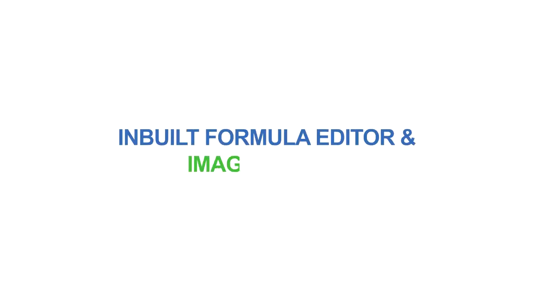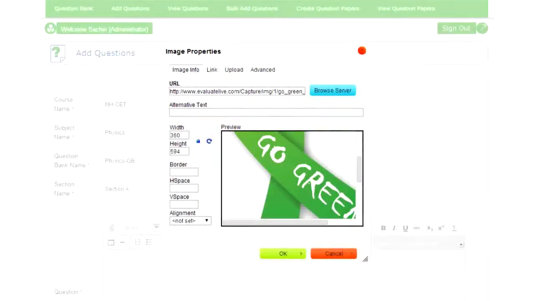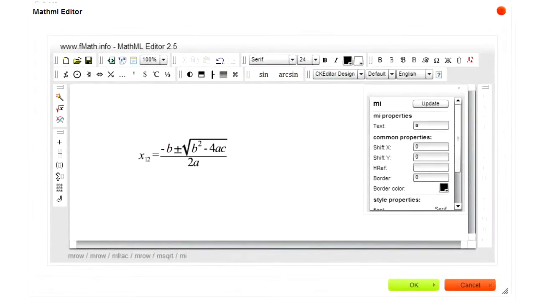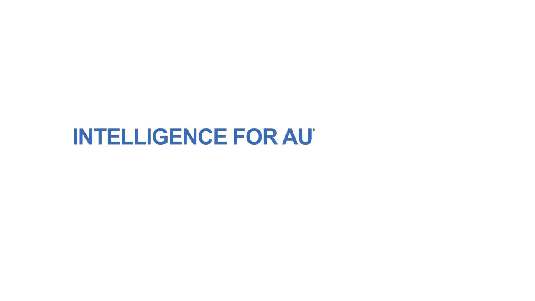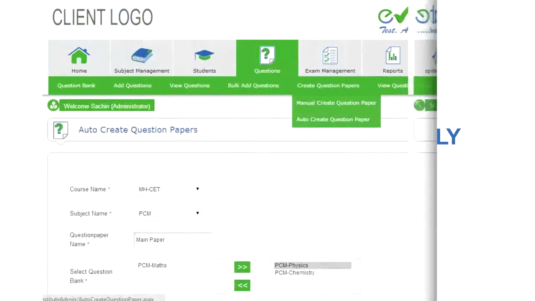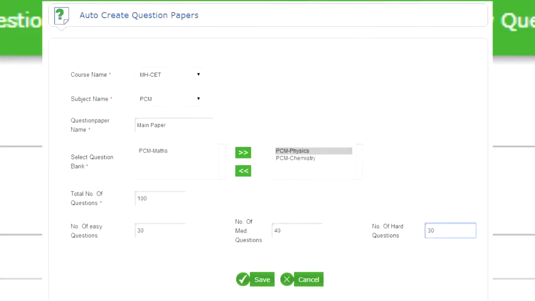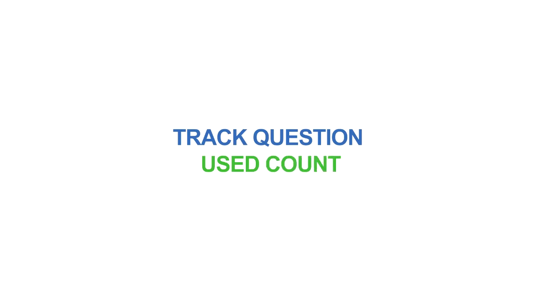Easily upload and manage images, and what's amazing is Evaluate has an inbuilt formula editor to create formula and symbol type questions. The intelligent algorithm gives you the most unique question paper with just a few clicks. Now, no problems tracking how many times a question was used.